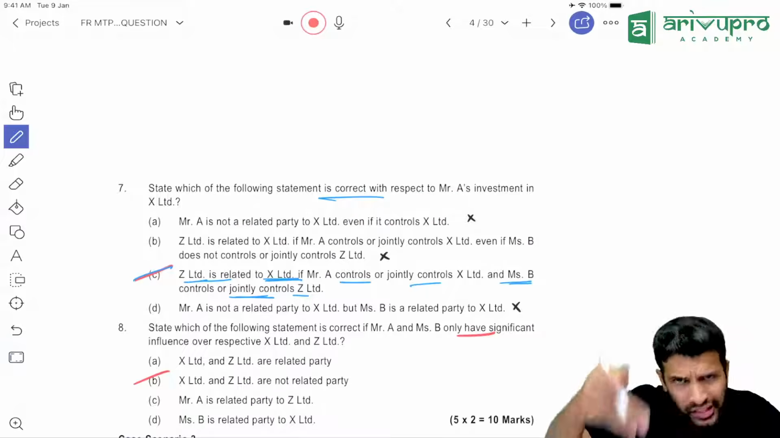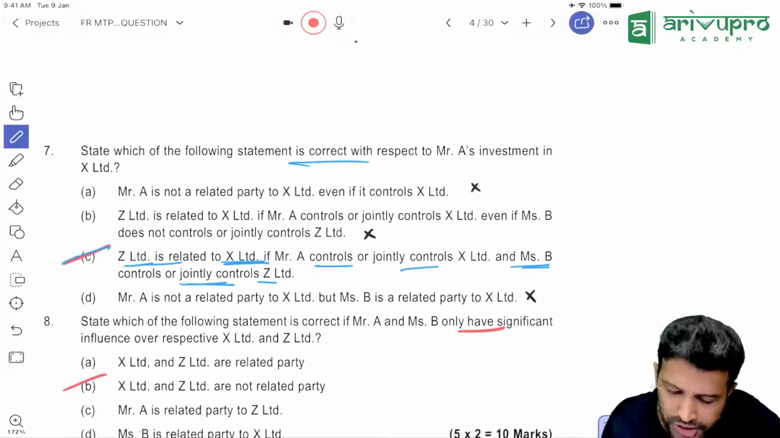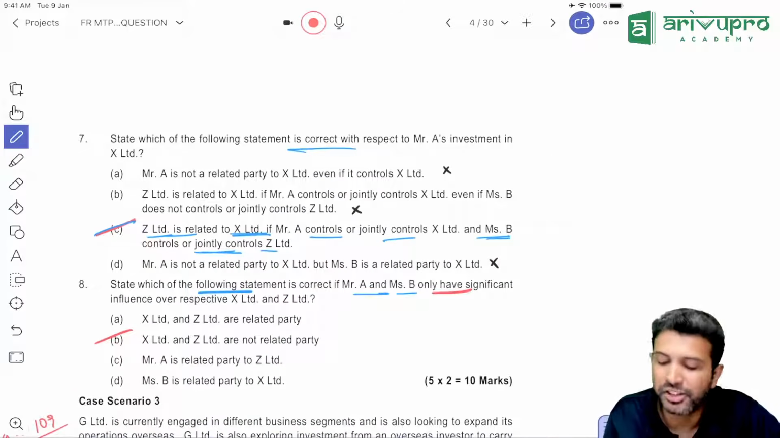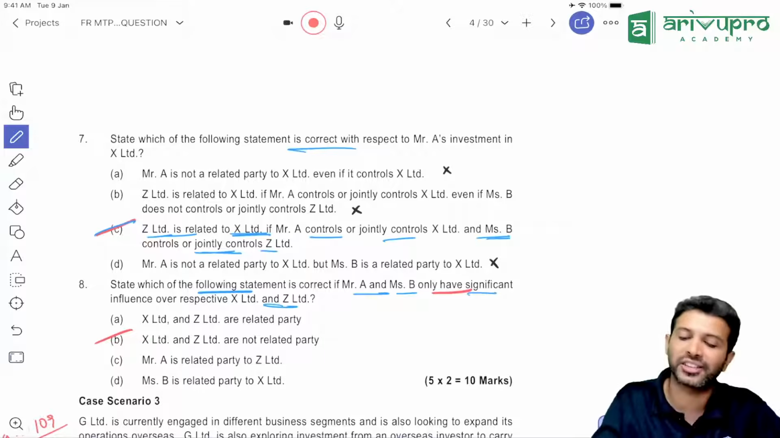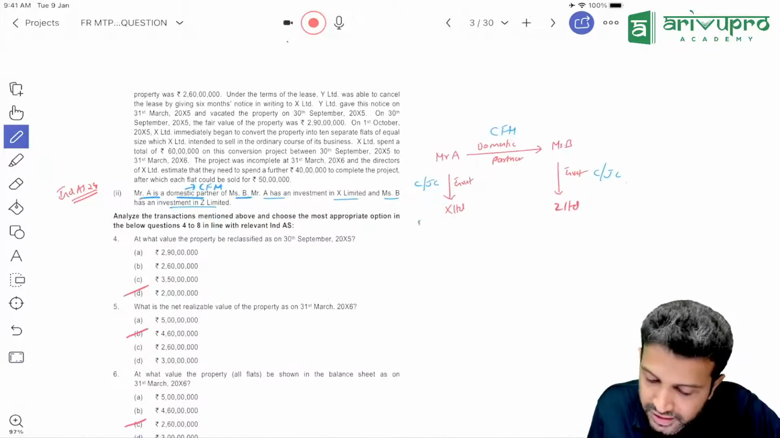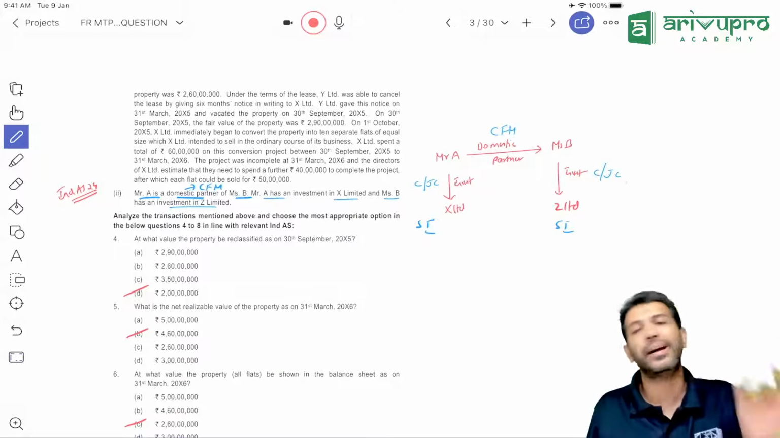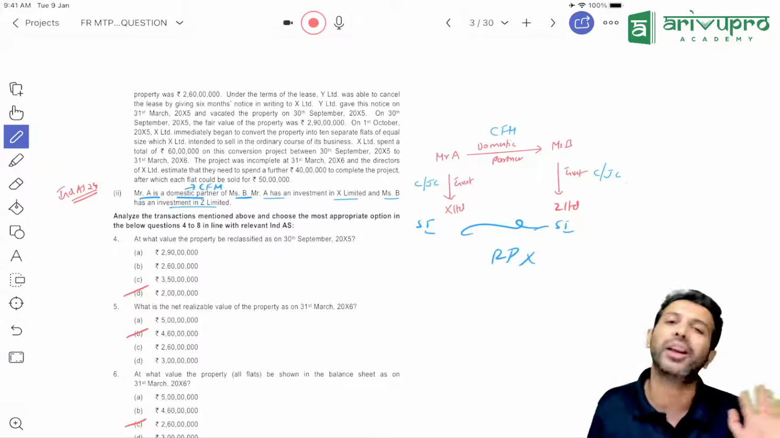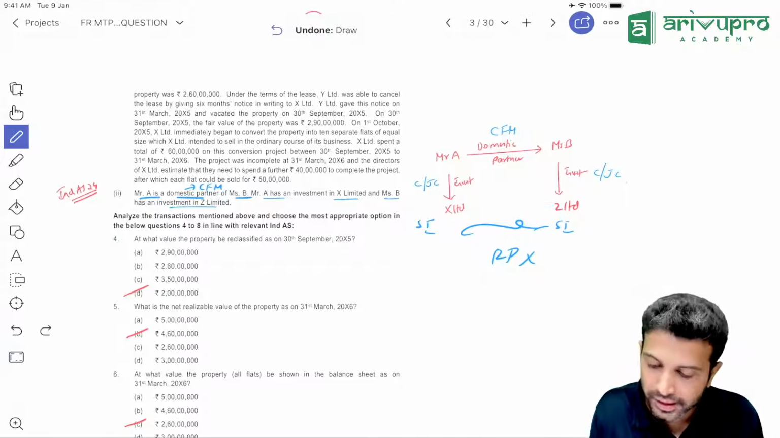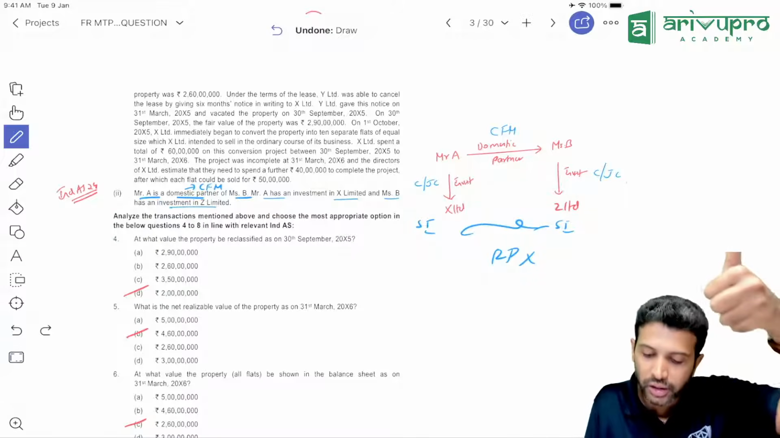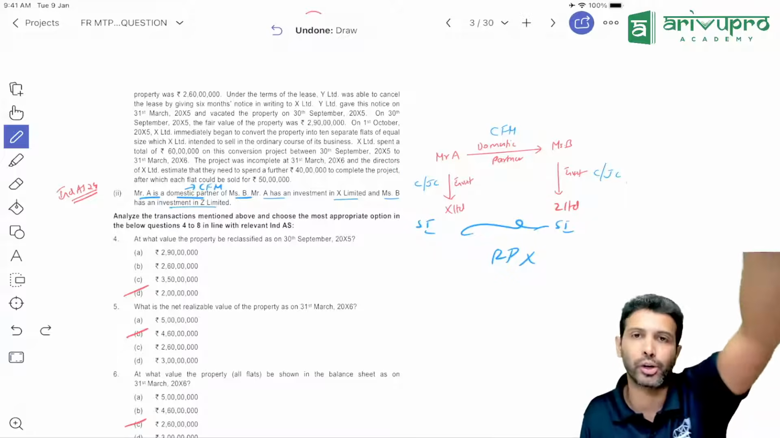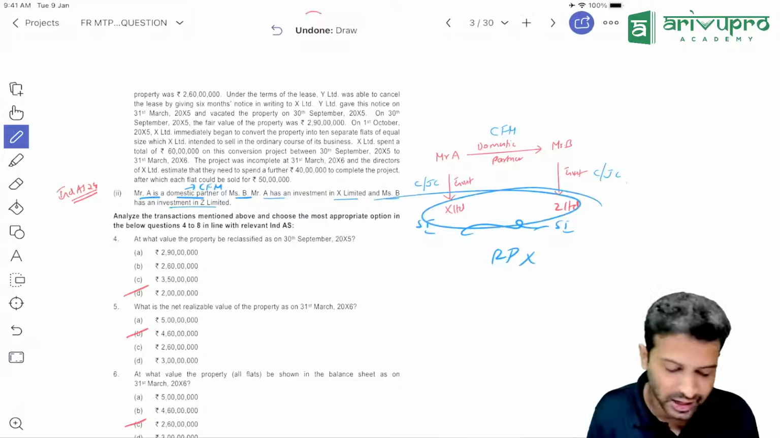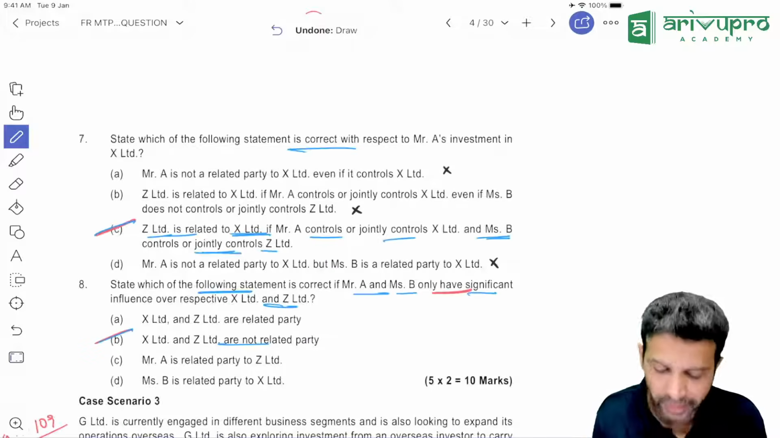Now, in the same case study, they've built another MCQ question. State which of the following statements is correct if Mr. A and Miss B only have significant influence over X and Z. If both investments lead to only significant influence, will these two become related parties? No, in that case they will not. For X and Z to become related parties, one of the downward arrows should be control or joint control. If both downward arrows are significant influence, then the conclusion is that X and Z will not be related parties. That is the right option.